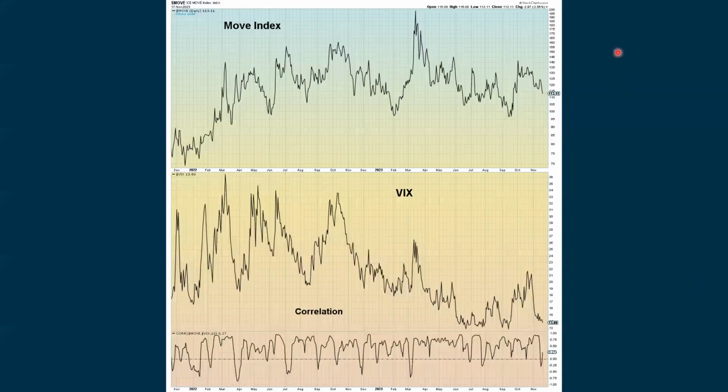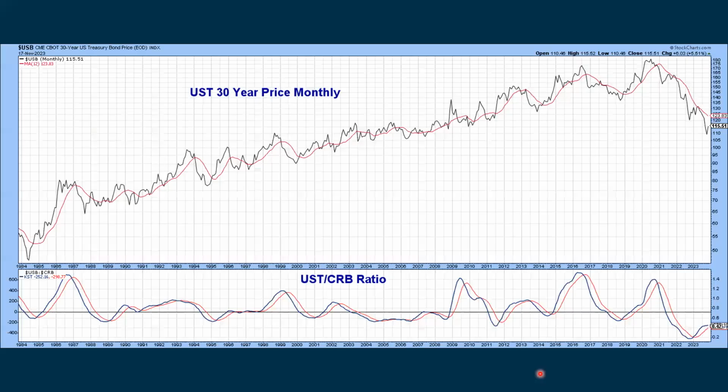Then we look at the MOVE index, which measures the volatility of bonds, and that has been declining. We look at the VIX, which measures the volatility of stocks. That's also been declining. And the relationship between the two is kind of neutral at this point. We look at a monthly chart of the price of the 30-year Treasury ETF, where it continues to be in a downtrend. And when we compare the price of bonds with the CRB ratio, remember, this is a monthly chart, so it takes a while for this to change. It is showing some weakness with bonds, but it's still in a longer-term uptrend compared to commodities.